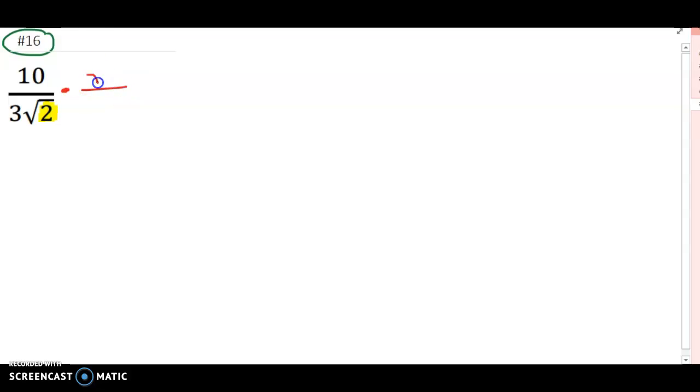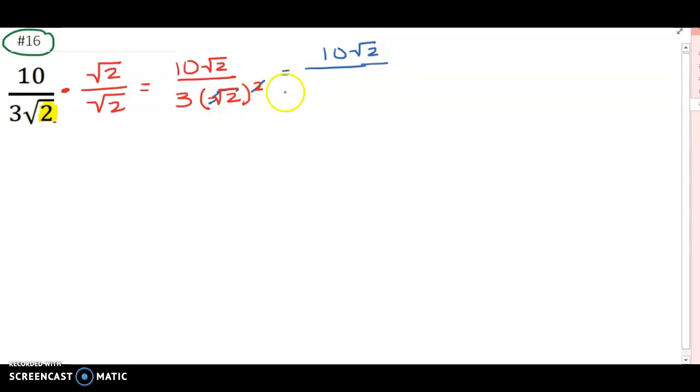So to get rid of the square root of 2, I'm going to multiply square root of 2 over the square root of 2. Okay, and when I do that, I get 10 square root of 2 over 3 times square root of 2 times square root of 2, which is square root of 2 squared. Okay, and then notice the square and the square root cancel each other out. So I'm left with 10 square root of 2 over 3 times just a 2, which is 10 square root of 2 over 3 times 2 is 6.